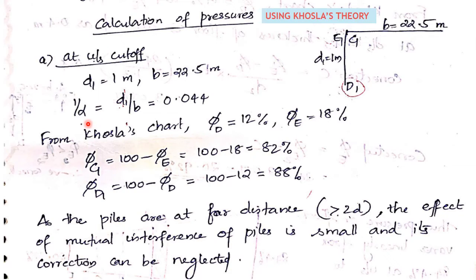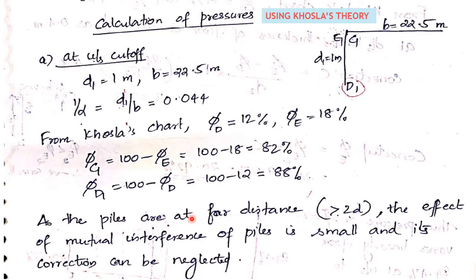So we have 1 by alpha is equal to D1 by B, that's equal to 0.044. By using Khosla's chart, we have phi D is equal to 12% and phi E is equal to 18%. Therefore, to find out phi C1, we have to take 100 minus phi E, that is 100 minus 18, that is equal to 82%, and phi D1 is equal to 100 minus phi D, that is equal to 88%. Now we have found out the pressures at C1 and D1, and phi E1 is 100%.